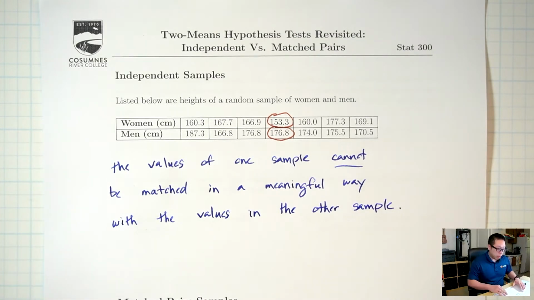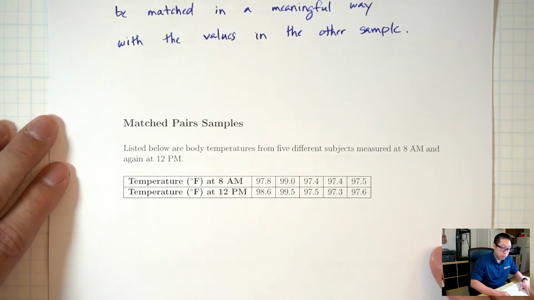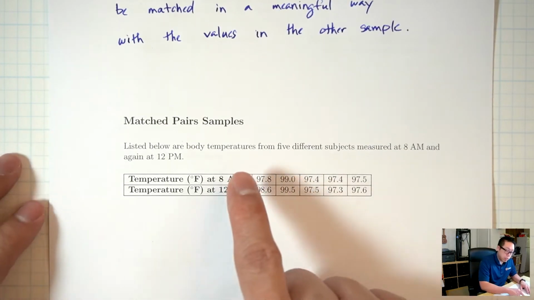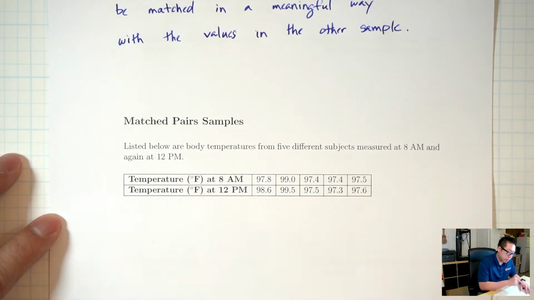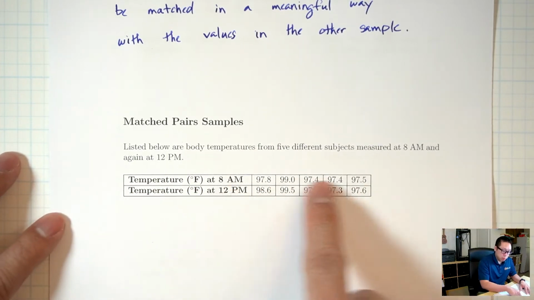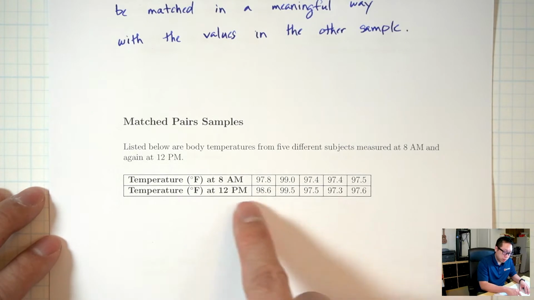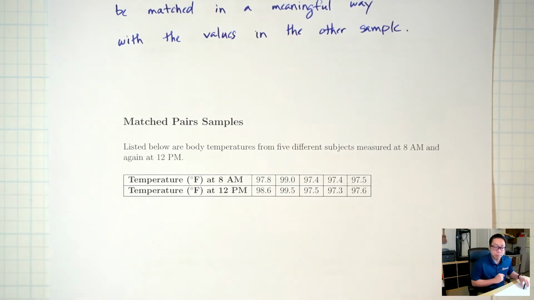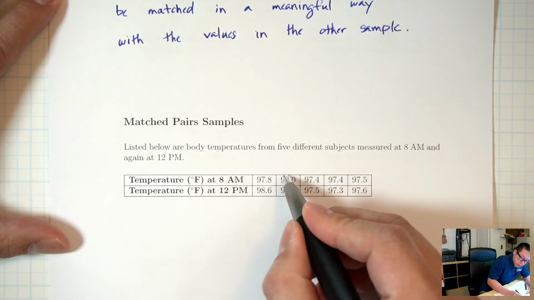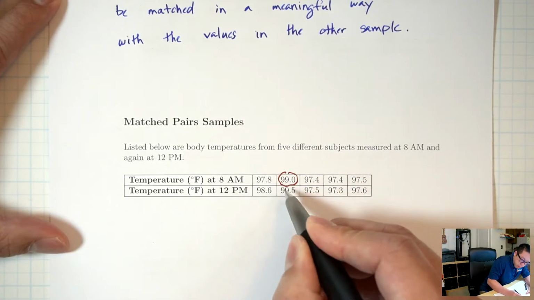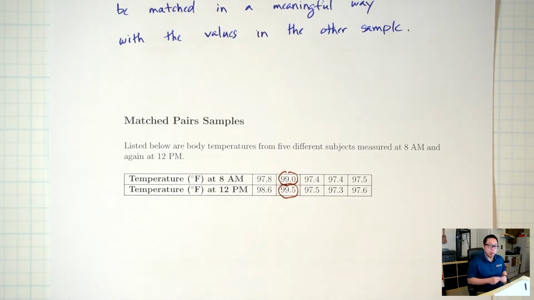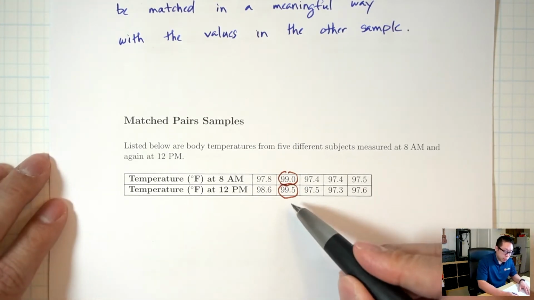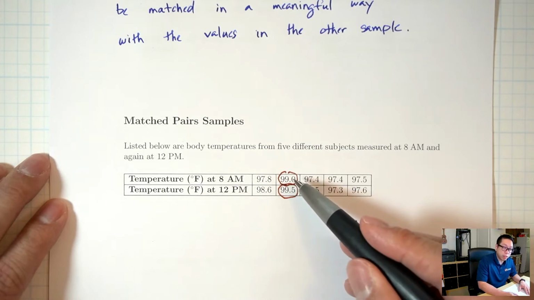And this is different from the next example. Here listed below are body temperatures from 5 different subjects measured at 8 a.m. and again at 12 p.m. Okay, first row, these are temperatures at 8 a.m. Second row, these are temperatures at 12 p.m. And now let's take a look at two of these temperatures. 99.0 and this 99.5. Now, based on the description here, is there any reason why this 99.5 needs to go with this 99.0?